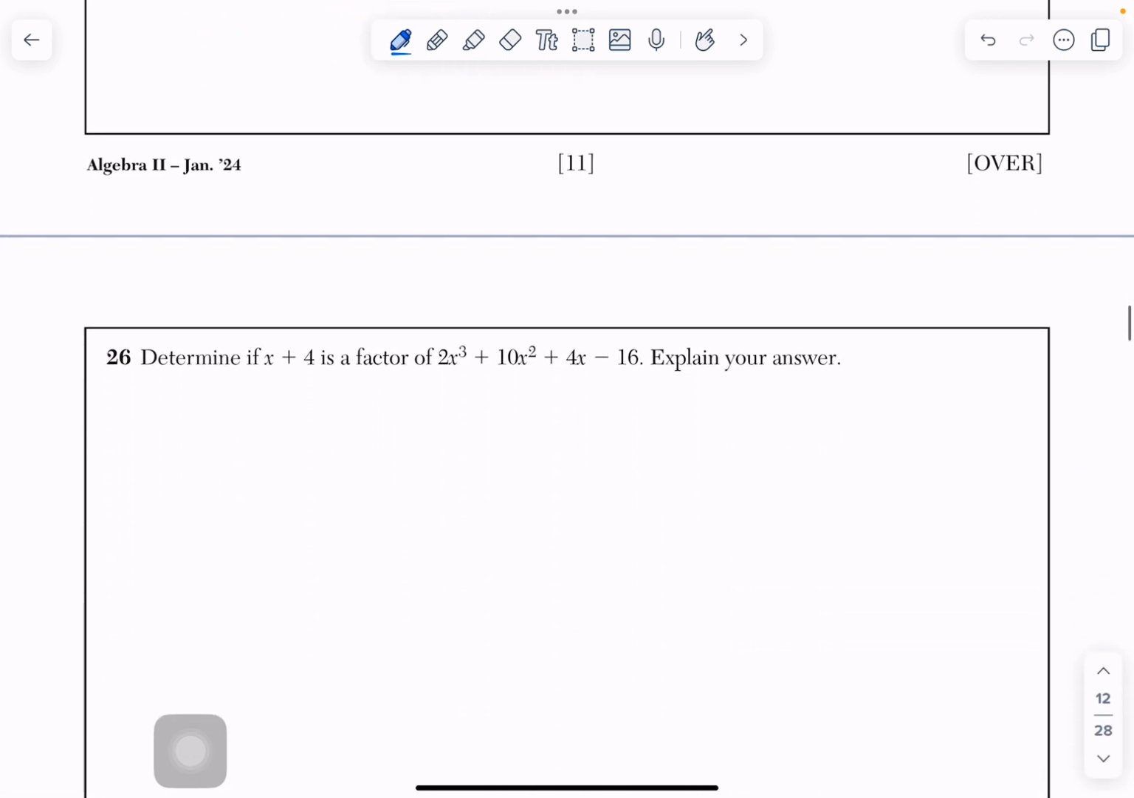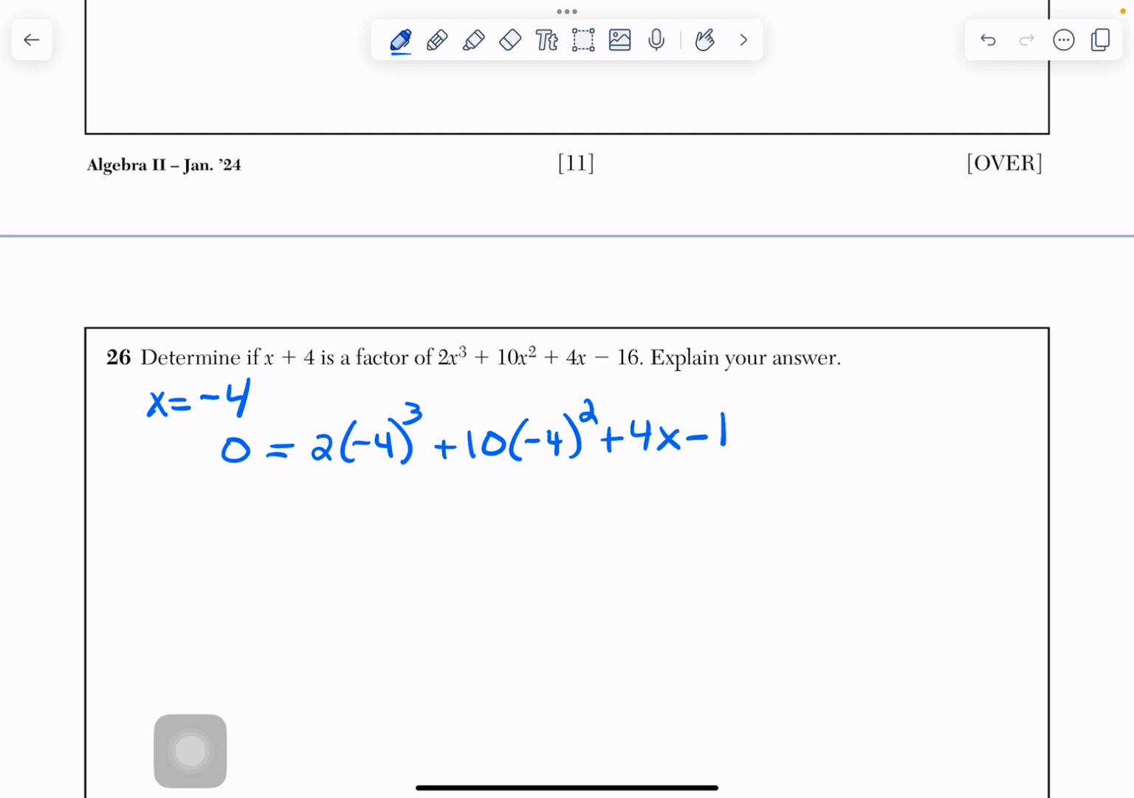26, determine if x plus 4 is a factor of 2x cubed plus 10x squared plus 4x minus 16. Explain your answer. Well, if this is equal to 0, then we know we have one of the roots, right? So if we use the 0 rule, we're going to test x equal to negative 4. So we're going to plug this in. 0 is equal to 2 times negative 4 cubed plus 10 times negative 4 squared plus 4x minus 16.